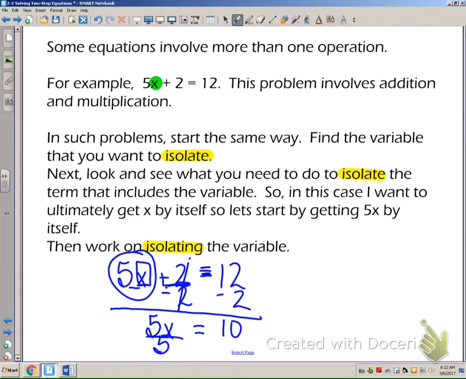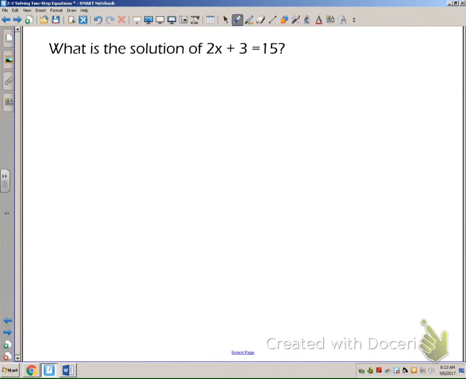The division property of equality tells me if I divide one side by 5, I must divide the other side by 5. 5 divided by 5 is 1, so I have x, because 1 times x is just x, equals 10 divided by 5 is 2. We should always check. 5 times 2 is 10. 10 plus 2 is 12, so we know we did it correctly. So go ahead and pause the video and try to work this problem out. Give yourself a few seconds.